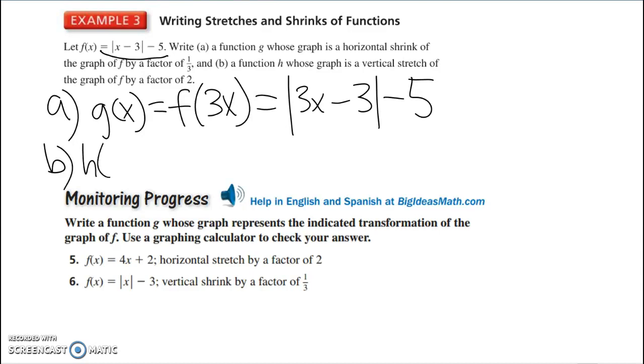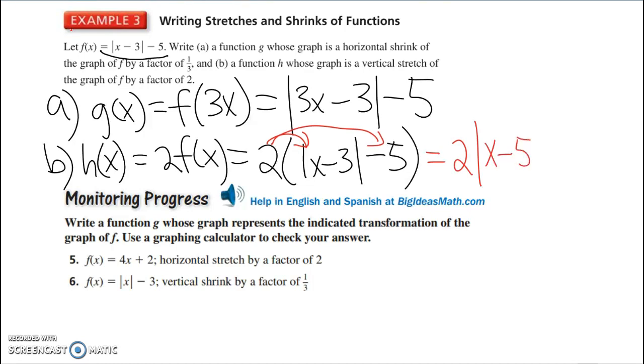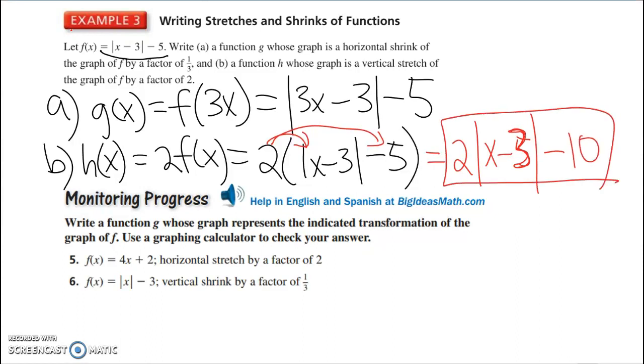In part B, I want a vertical stretch by a factor of 2. So that's just 2 times f of x, which is 2 times the absolute value of x minus 3, minus 5. Make sure here you distribute that 2 in front of the absolute value and to the minus 5. So your final answer will be 2 times the absolute value of x minus 3, and then minus what? 10. And that will be your final answer.